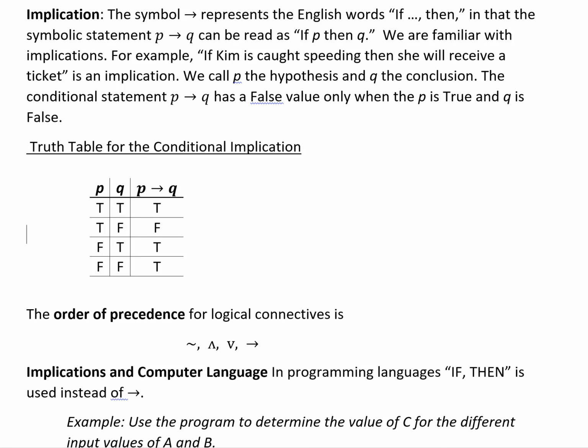We call P the hypothesis and Q the conclusion. In the case of speeding, Kim is caught speeding is the hypothesis. And the conclusion is she will receive a ticket.